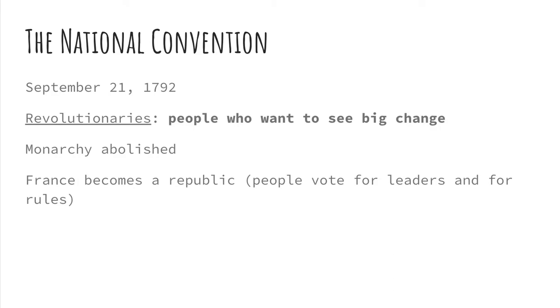Then the National Convention, September 21st, 1792. Revolutionaries are going to start causing some changes. So you need to know what a revolutionary is. Write it down, highlight it. This is important. Revolutionaries are people who want to see a big change. So they want to see the monarchy abolished. Do you remember what abolished means? We learned it several weeks ago. Abolish means to get rid of something.